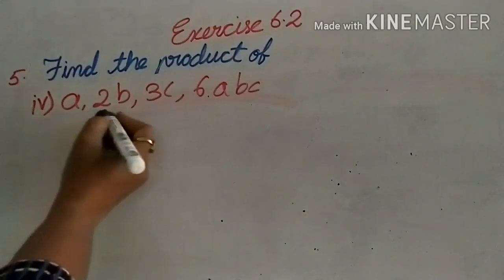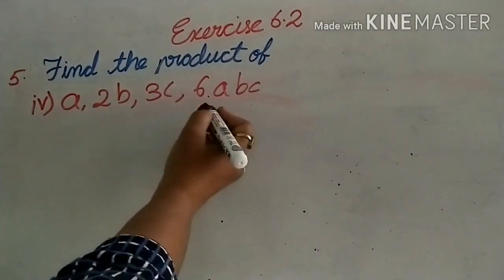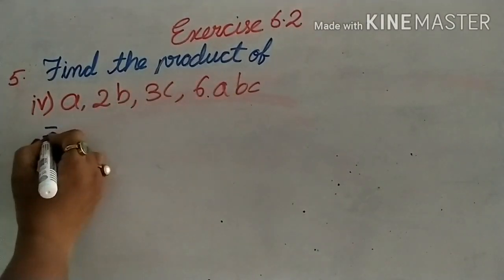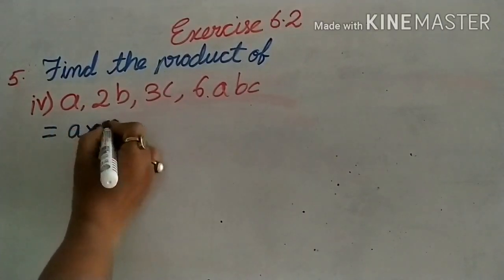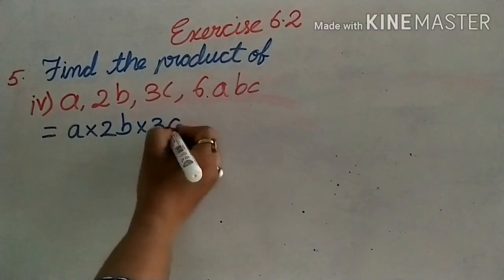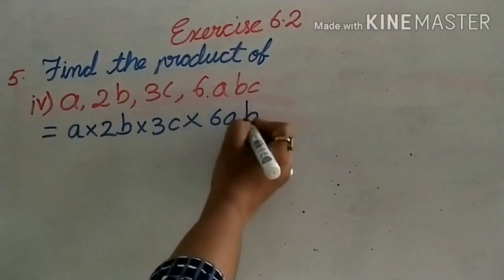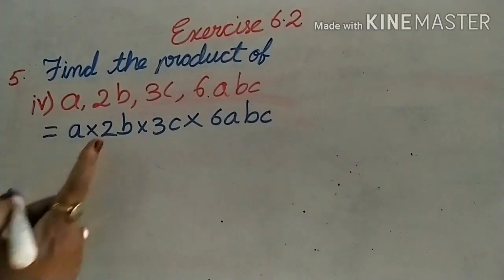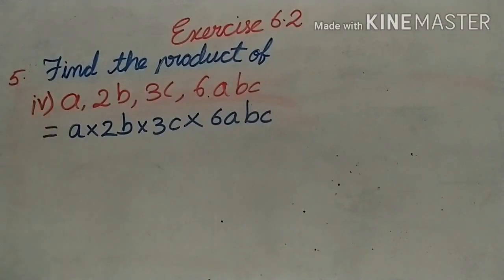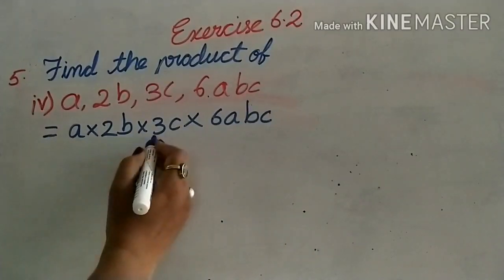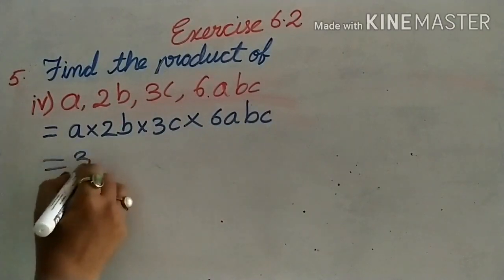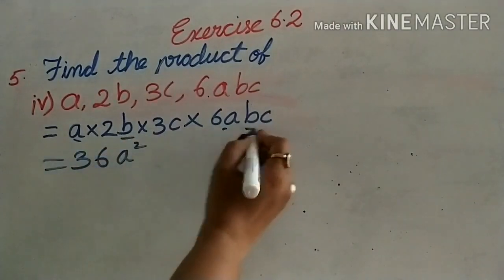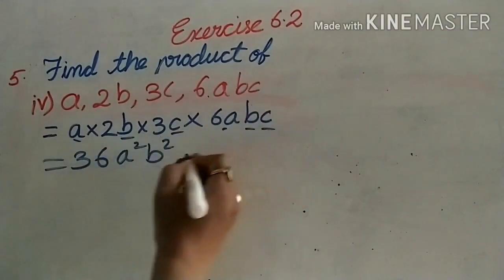Fourth one, a comma 2b comma 3c comma 6abc is equal to, because we have to find the product, so we have to write which sign here? Multiplication. a into 2b into 3c into 6abc. Now multiply constant to constant. Here no numerical coefficient, means always we have to think that it is 1 here. So 1 into 2, 2, 2 3s are 6, 6 6s are 36. Next, a into a, b into b, c into c.